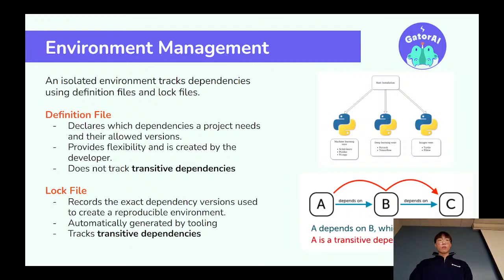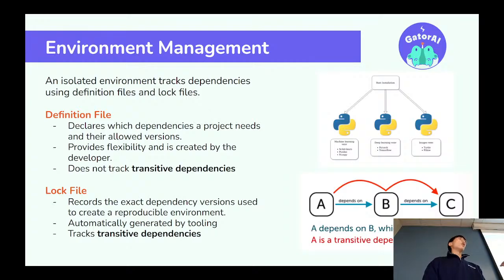All right, so, environment management. An isolated environment tracks dependencies using definition files and lock files. And this is just in general, not just for Python environments, right? A definition file is essentially a file which declares which dependencies a project needs and their allowed versions. Definition files are created by you, the developer, and they do not track what are called transitive dependencies. So you can see here on the picture on the bottom right what a transitive dependency is. Let's say that your project is project C, right?